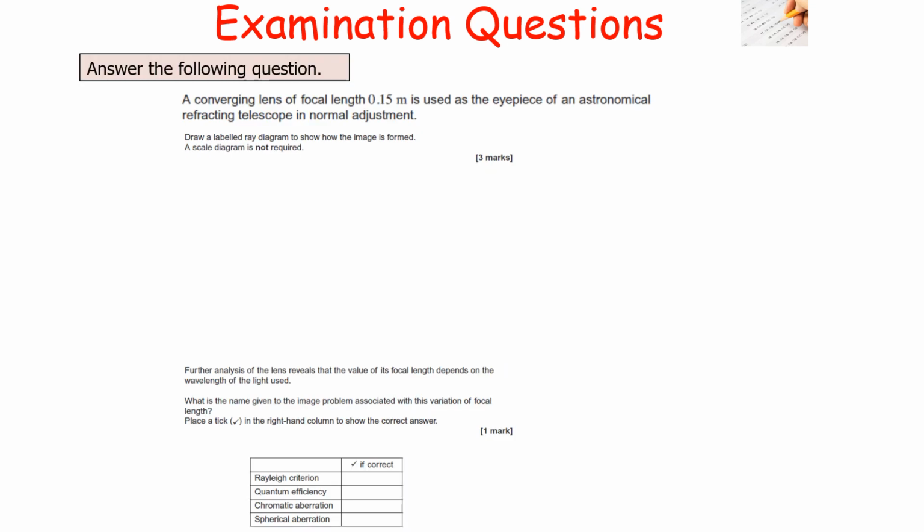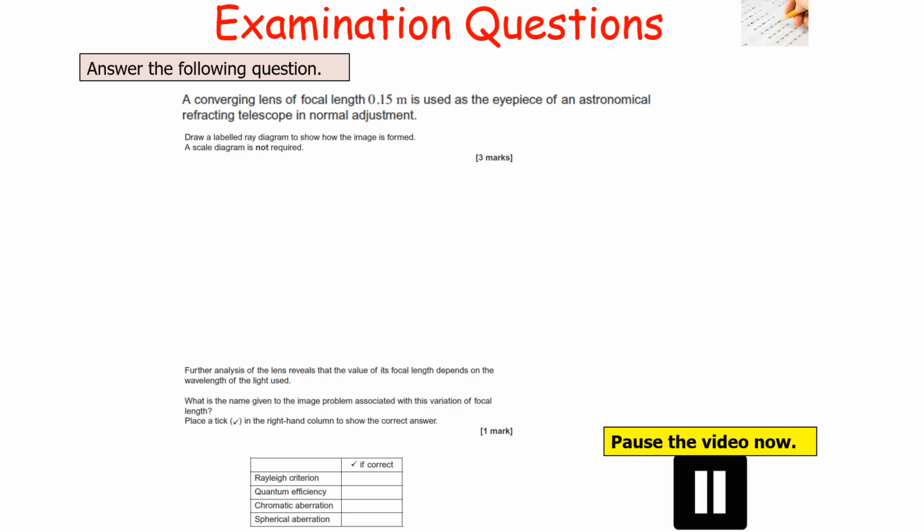The next question says, draw a labelled ray diagram to show how an image is formed on an astronomical refracting telescope, and further analysis of the lens reveals that the value of its focal length depends on the wavelength of the light used. What is the name given to the image problem that shows you the variation of focal length? So pause the video now, then unpause the video when you want to go through your answer.